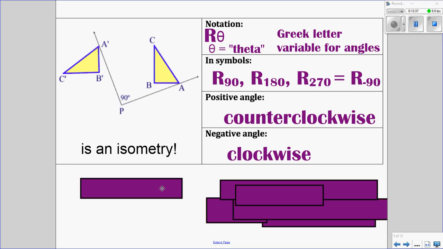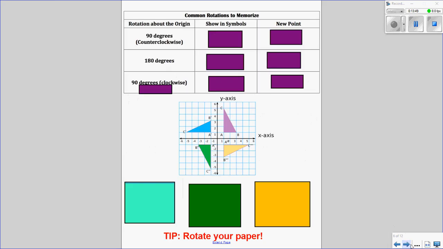It's just like when you look at yourself in the mirror. That reflection that you see, did it get distorted? No, you're an isometry. So just remember that. Same thing with translation. All right.